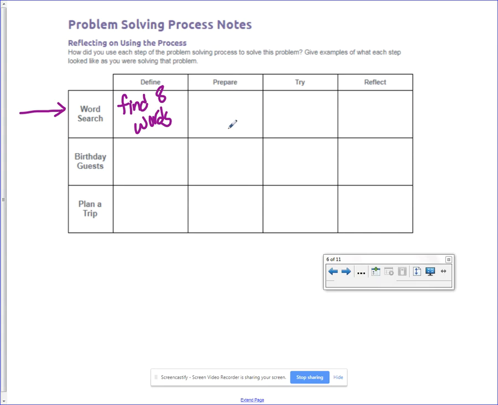For prepare, did you have any time to prepare? I just instructed you, or Mrs. Robinson just instructed you, to flip your paper over and go. Now, maybe some of you talked to each other and came up with some kind of strategy first, but I'm guessing you probably didn't prepare. You just had a timeline and you were like, go.